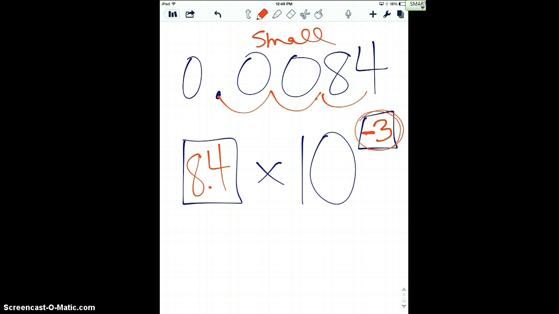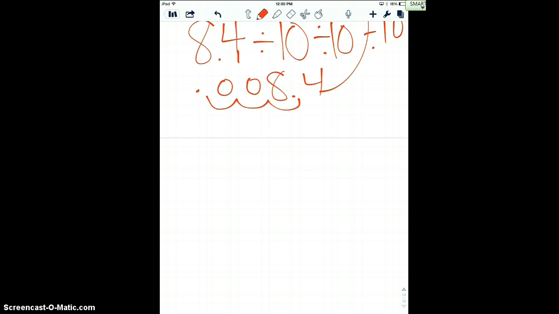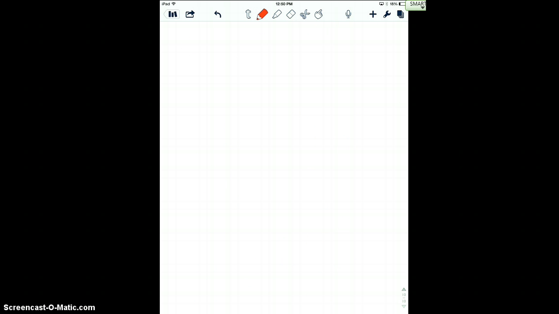And yet again, for the people who have some working brains, this means that I'm taking 8.4 and I'm not multiplying it by 10. I'm actually dividing. When I multiply by a power of 10 that is negative, it means I am dividing by 10. So I'm dividing by not just 1 10, not 2 10s, but 3 10s, which just means the decimal is going to move to make this smaller by 3 spots, which leads me back to my original number of 0.0084. Going in circles!